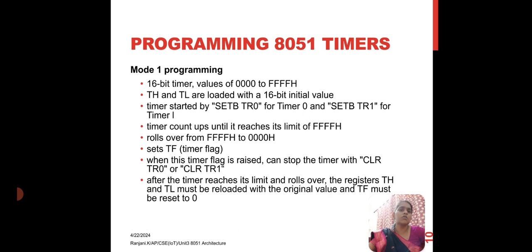And next is your mode 1 programming. Here it is a 16-bit timer. Its values range from 0000 to FFFFH, where TH and TL are loaded with a 16-bit initial value. Here the timer is started by SETB TR0 for timer 0, and SETB TR1 for timer 1. So the timer counts up until it reaches its limit of FFFFH.